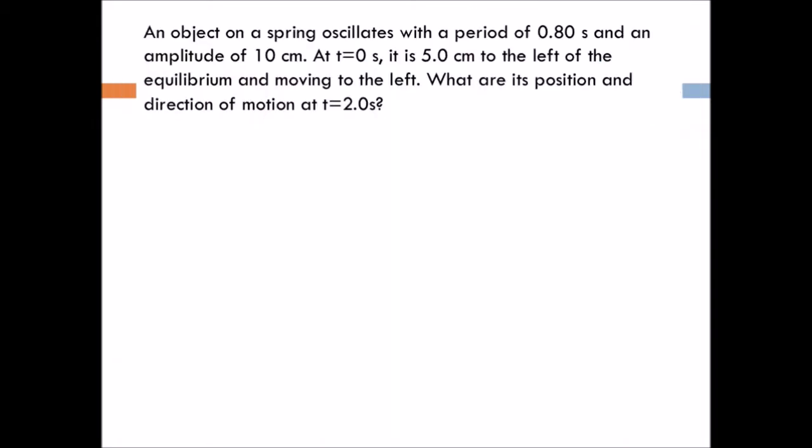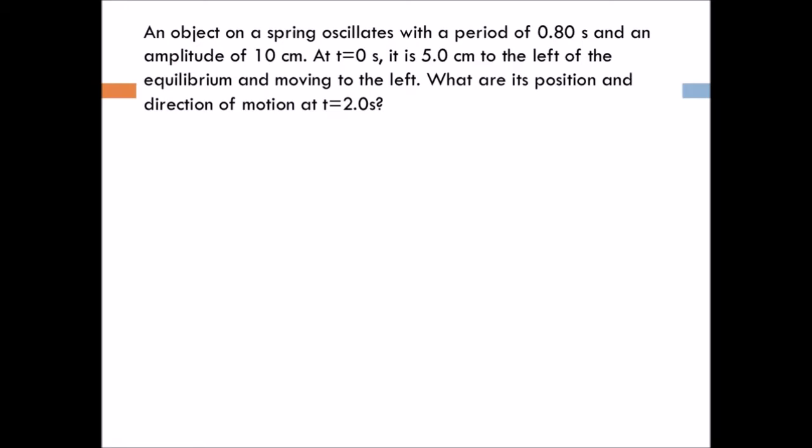In this example, we have an object on a spring that oscillates with a period of 0.8 seconds and an amplitude of 10 centimeters. At t equal to 0 seconds, it is 5 centimeters to the left of the equilibrium and moving to the left. What are its position and direction of motion at t equal to 2.0? Now, first off, we need a label of our information.